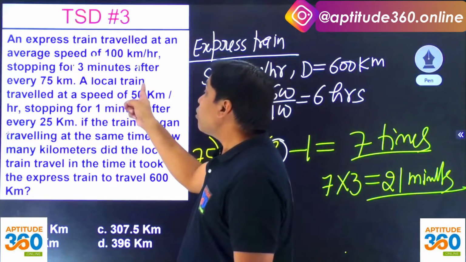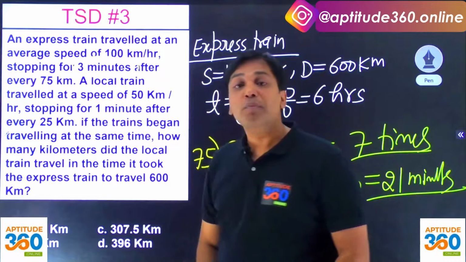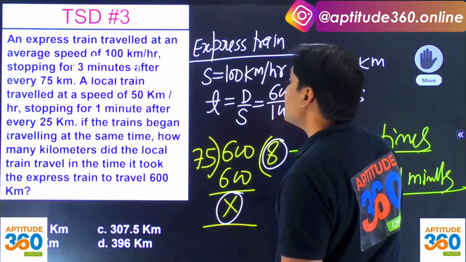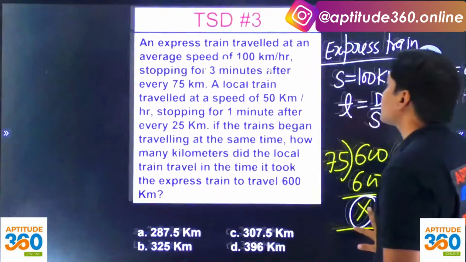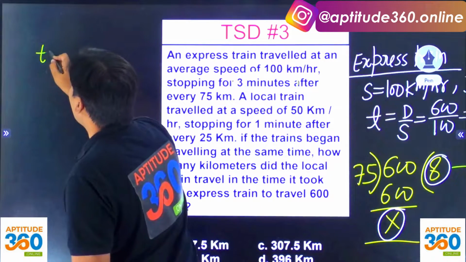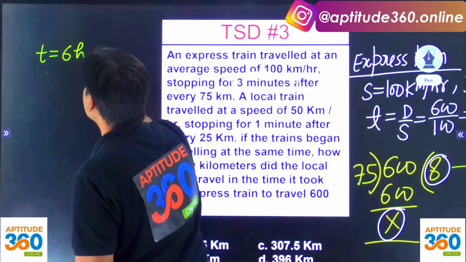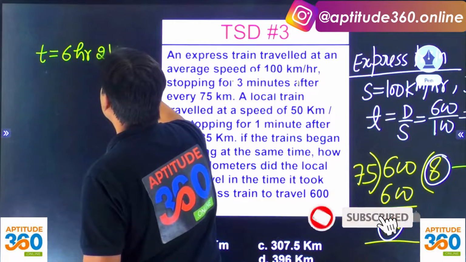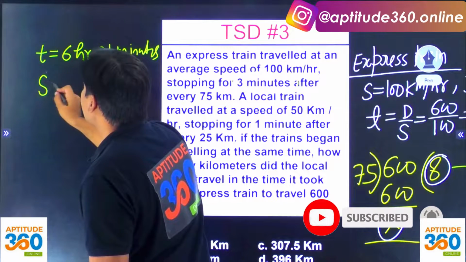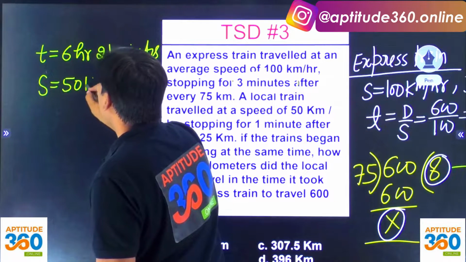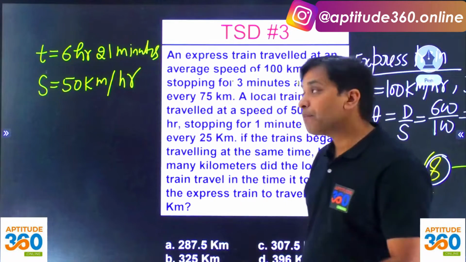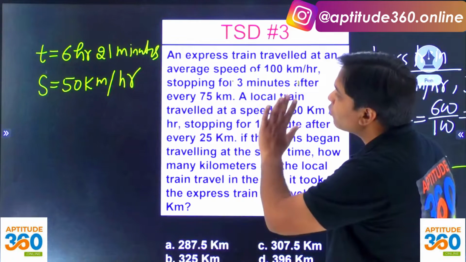provided the condition is the local train traveled at a speed of 50 kilometers per hour, stopping for 1 minute every 75 kilometers. Now what is the total travel time? Now I know that the travel time out here is 6 hours 21 minutes. I also know that the speed is 50 kilometers per hour and we need to find out कि कितना ये जाएगा.